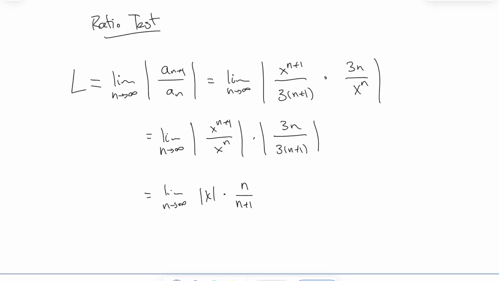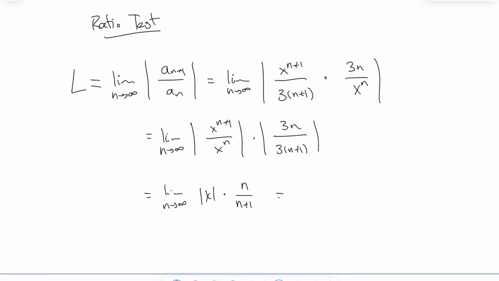Now we can do the limit. This x has no n's involved, so this is just going to stay like it is when I do the limit. This over here is going to give me 1. That's because this is a ratio of polynomials. You can divide out the highest power of n that you like, or you can just say they are equal degrees, and so the answer will be the ratio of the coefficients, which is 1.